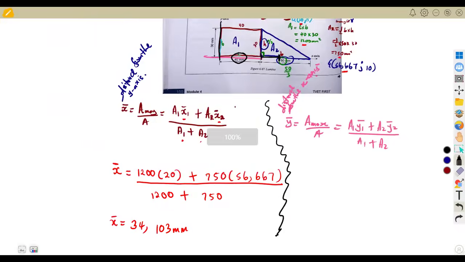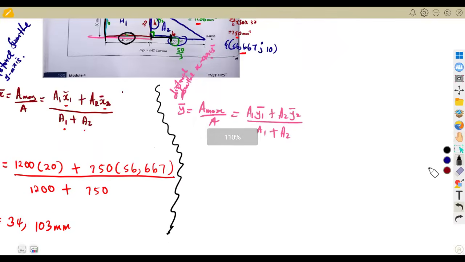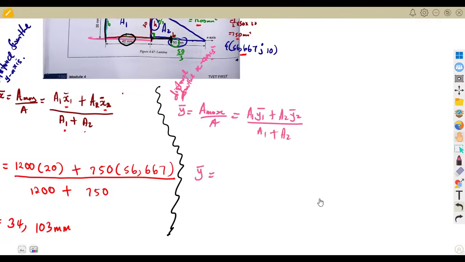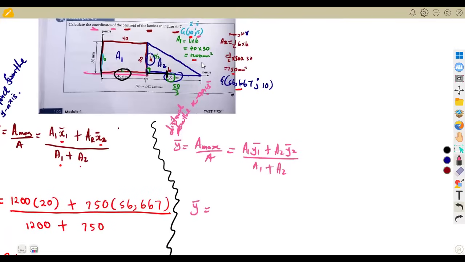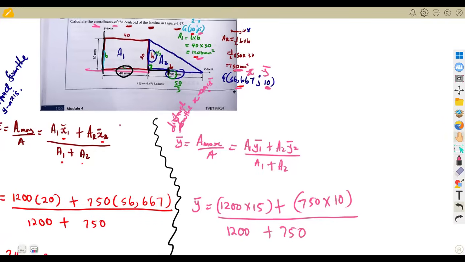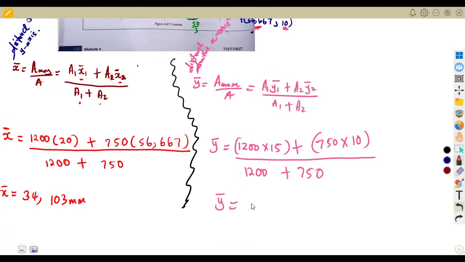All right, you do the same thing on this part for the y. As you can see, we already calculated everything, so we're just inserting our values here. Meaning to say, for the y value in this case, from our formula, it is going to be area 1 times the y value, which is 15. So it's 1,200 times 15. You do the same thing, A2 times y2: our area 2 here, 750, does not change, times the y value. This time, remember, it's x bar, y bar, so it's the y value that we need there. This is over the total area, 1,200 plus 750. If you simplify this, I got something like 13.077 millimeters.